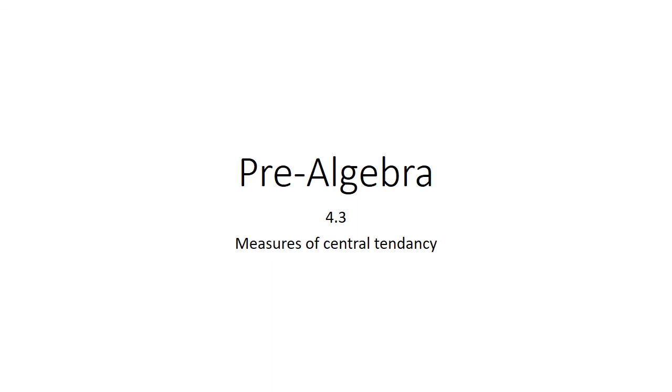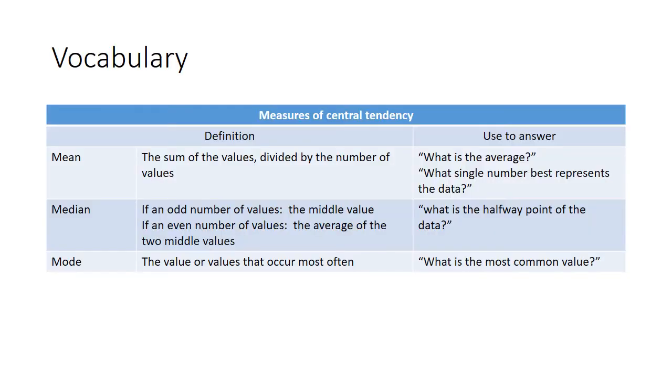All right, this is video 4.3. Today we're going to be talking about measures of central tendency. There are three different ways of measuring your central tendency that we're going to talk about. If you're looking at the data as a whole, what is the center point in the data? What is the average, right?